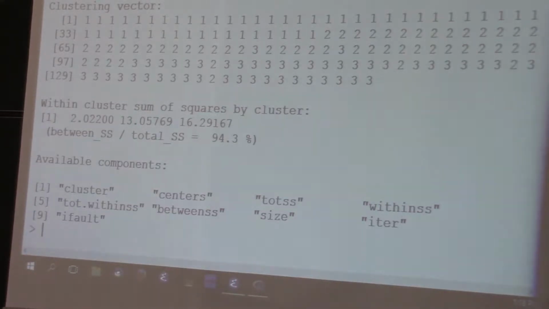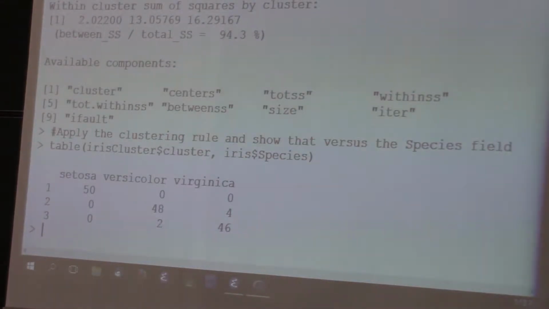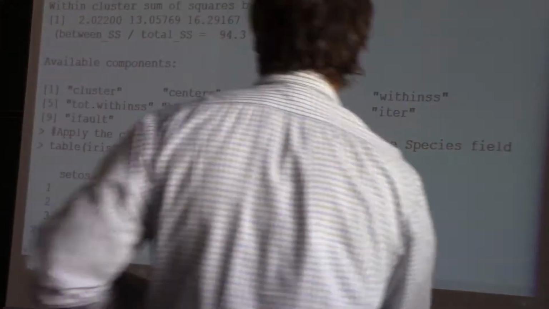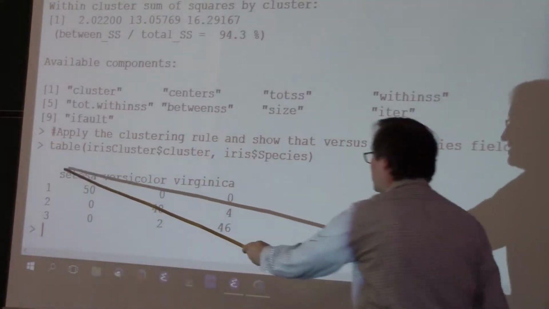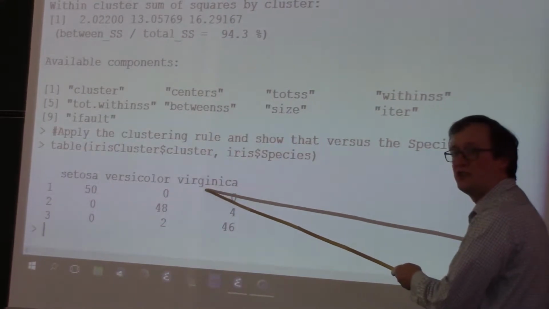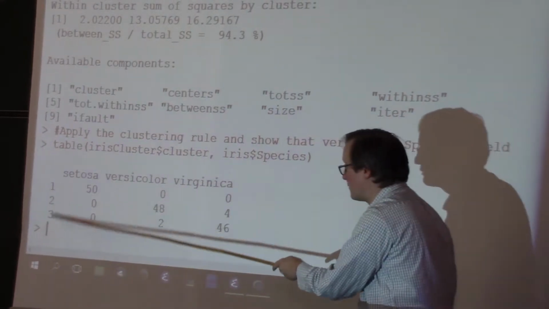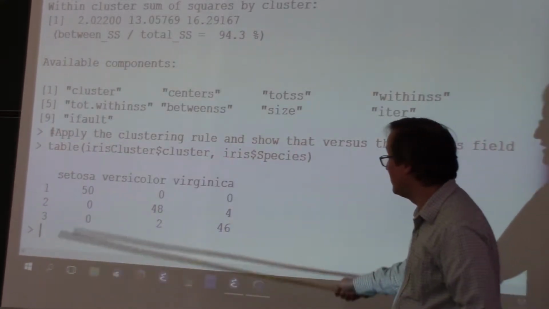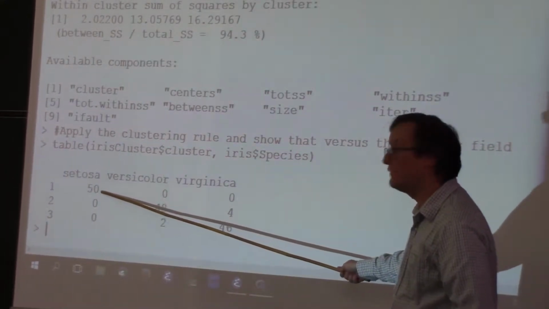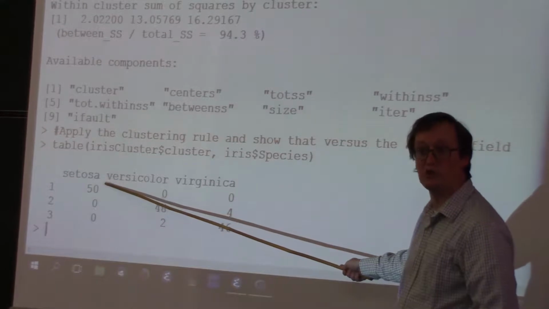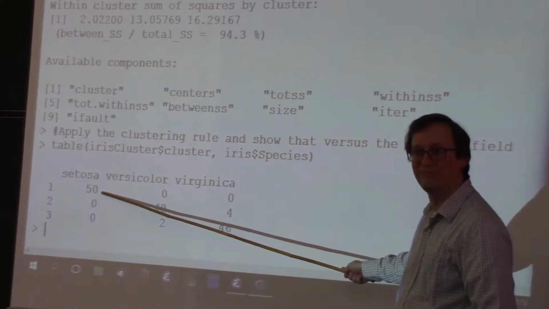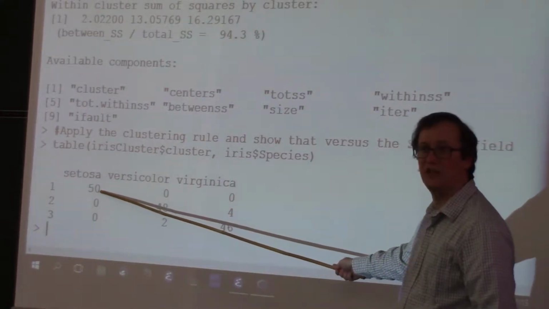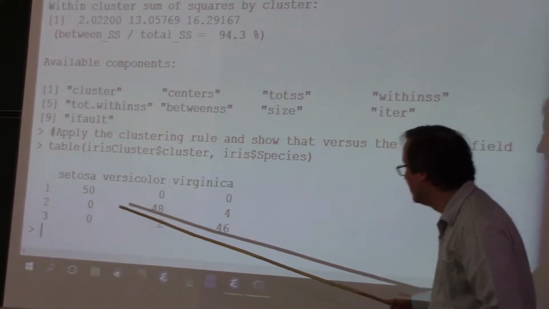Okay, so let us now look at that in a tabular form. We're going to apply this rule that you see in the clustering vector up here. And now we're going to create a table that crosstabs it essentially, that sets the species field that came from our original data set versus the clusters that were derived from the data. Remember, there were 50 of each of these. So we had 50 setosas. All of those were put in set 1. You remember those red points that were down near the origin? Yeah, they were all grouped successfully as their own separate set.